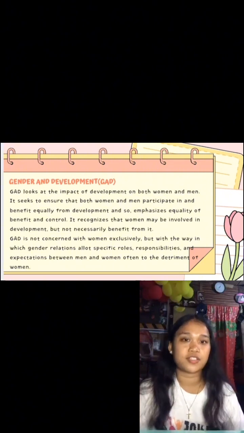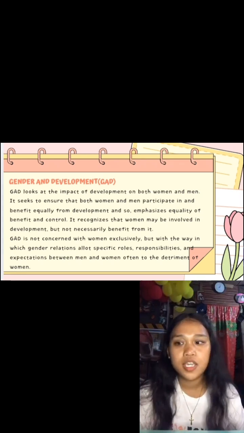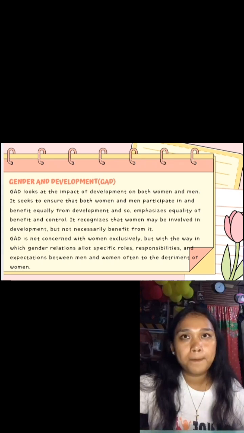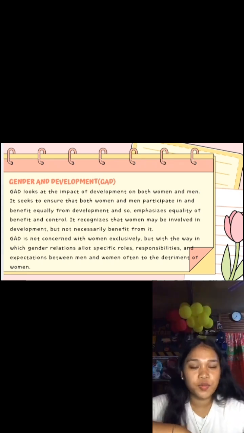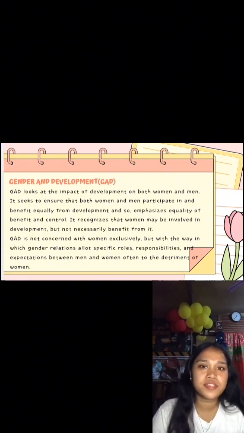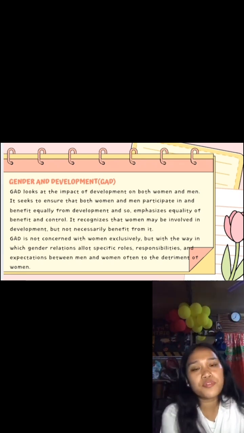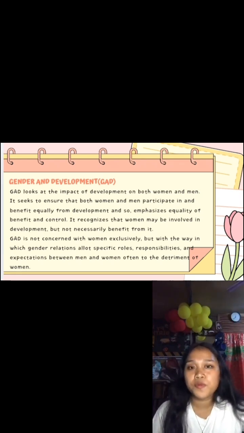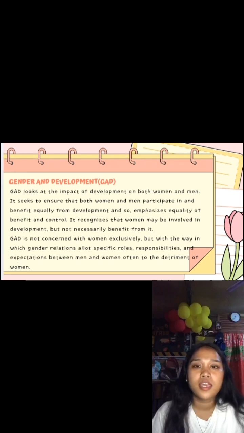So, since we already tackled all the approaches, now let's point out some of their similarities and their differences. So before we proceed to the next slide, let us first compare the similarities and differences of these three frameworks. So first, let's talk about the similarities of these three frameworks. All of these frameworks aim to improve women's status and recognize the need for inclusion in development. So WAD and GAD, their main target or focus is to recognize the inclusion of women in development.